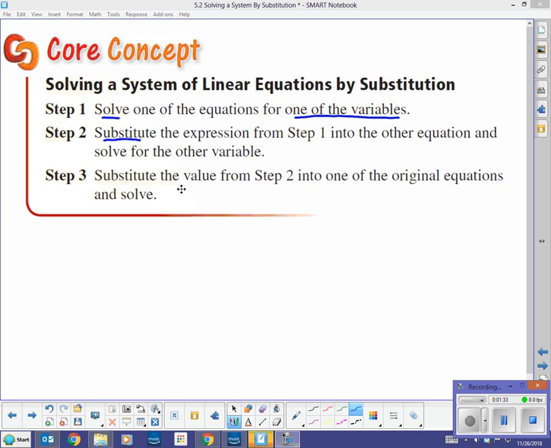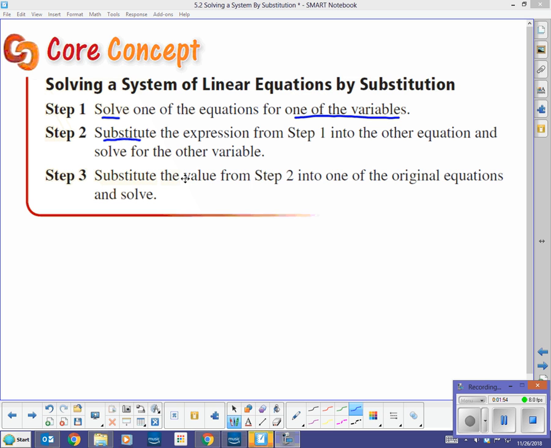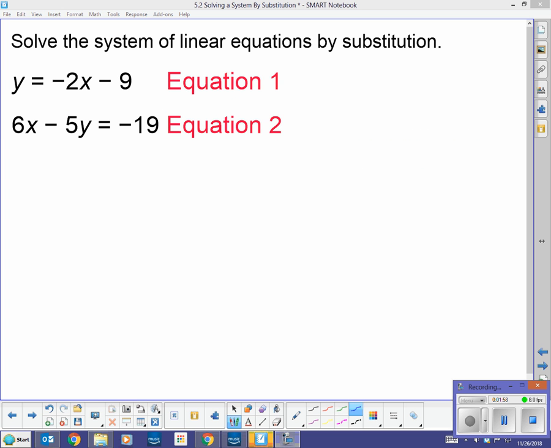So we'll go through these steps here. And as I do this, you should make note in your notebook about what's happening at each of these steps. Okay? So equation 1, y equals negative 2x minus 9. Equation 2, 6x minus 5y equals negative 19. Now the first step said solve one of the equations for one of the variables. But in this first example, which is an easy one, we've already solved for y. Y equals negative 2x minus 9.